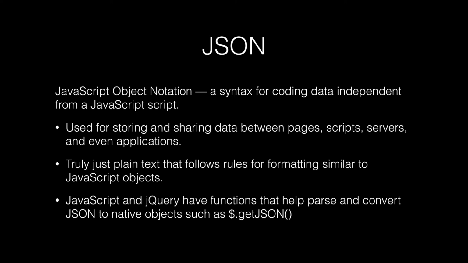So very much like what you've become used to with encoding arrays and objects, with just the idea of, if you're not sure, wrap it in a string. And JavaScript and jQuery have functions that help parse and convert JSON data to native objects, such as the getJSON method. We'll actually just be using the get method, you'll see in a moment here.